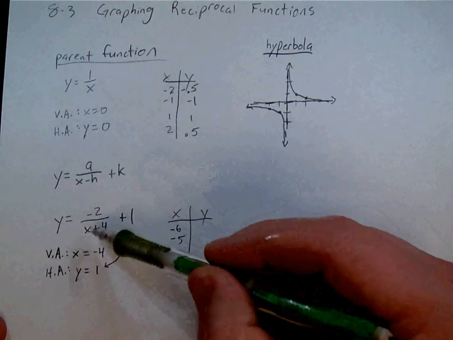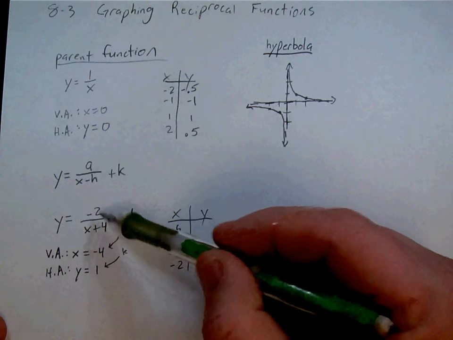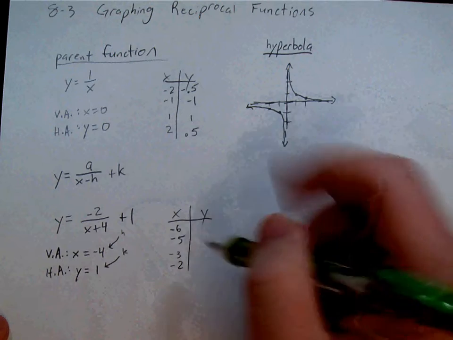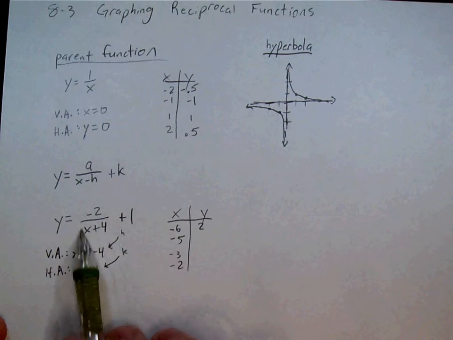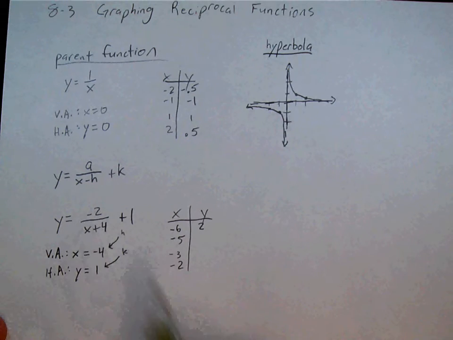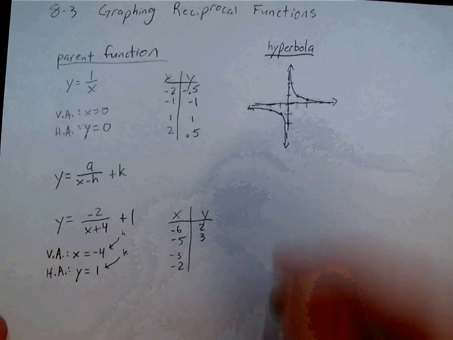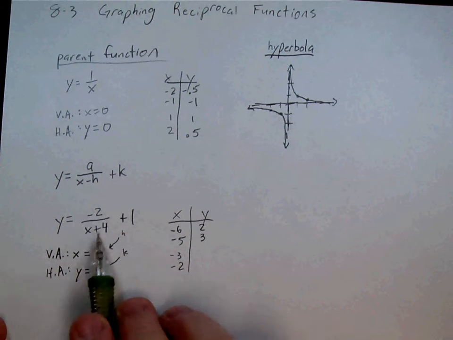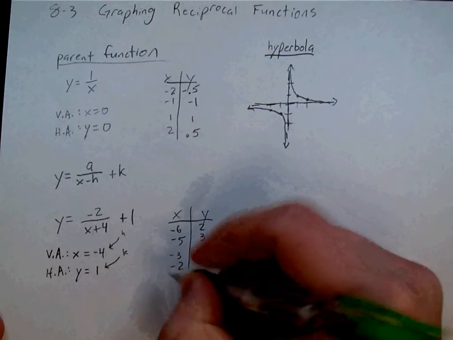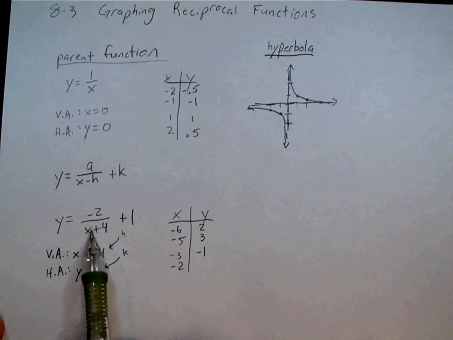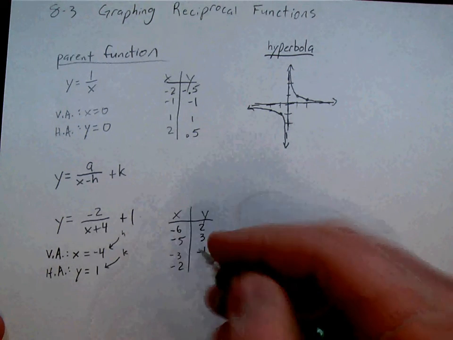So let's plug in negative 6. Your denominator becomes negative 2. Negative 2 over negative 2 is positive 1, plus 1 is 2. Plug in negative 5. My denominator becomes negative 1. Negative 2 over negative 1 is positive 2, plus 1 is 3. When we plug in negative 3, my denominator becomes 1. Negative 2 over 1 is negative 2, plus 1 is negative 1. And plug in negative 2, my denominator becomes 2. Negative 2 over 2 is negative 1, plus 1 is 0.